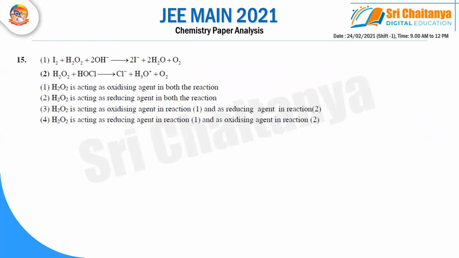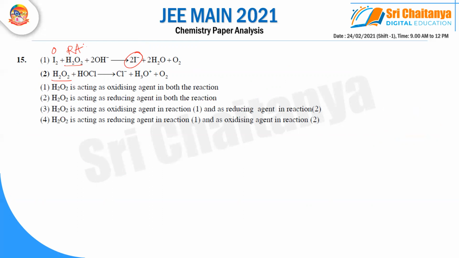Next question, here we need to look at H2O2. In the first reaction, look at H2O2. It is reacting with I2, and I2 is reduced from 0 to -1. So here H2O2 is acting like a reducing agent.